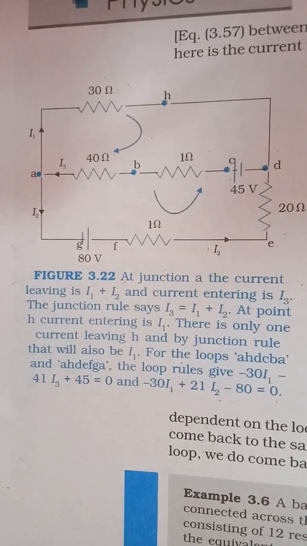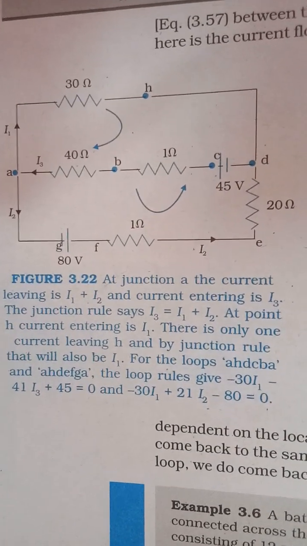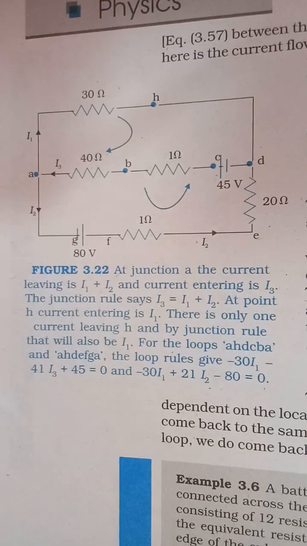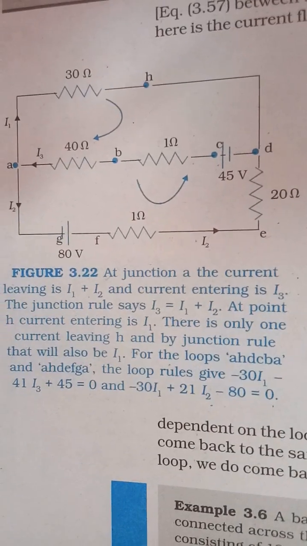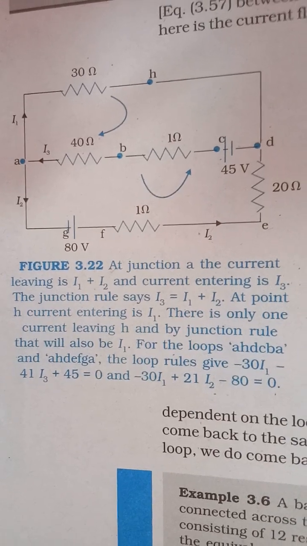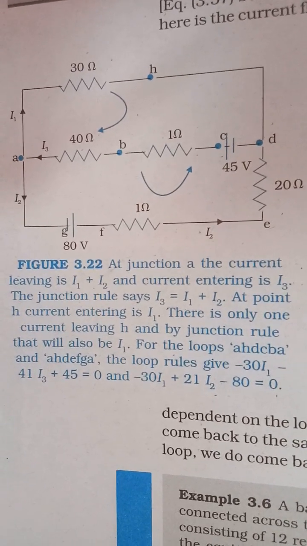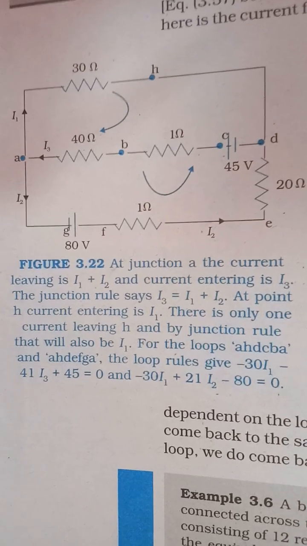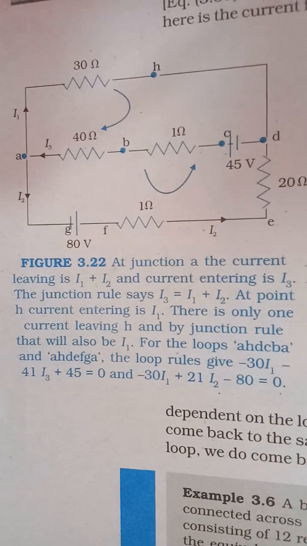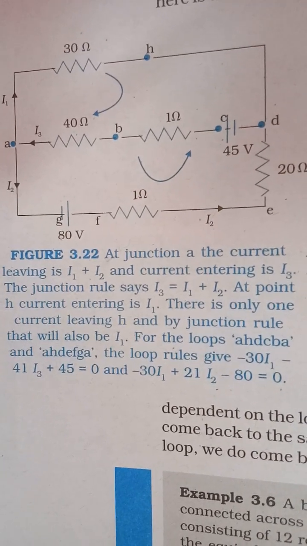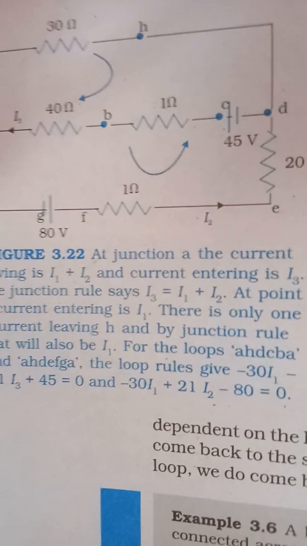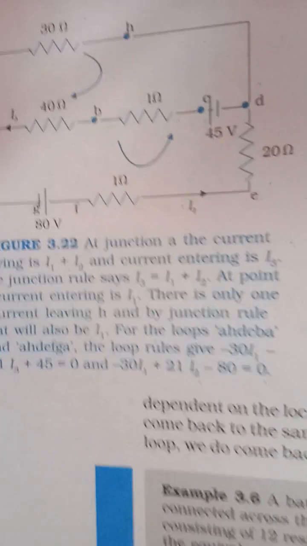Dear physics aspirants, right now I have Kirchhoff's law and a junction where the currents leaving are I1 and I2, and the current entering is I3. The junction rule says I3 is equal to I1 plus I2. At point H, the current entering is I2, and there is only one current leaving H, so by the junction rule that will also be I2. For those loops, AHTCBA and AHTEFGA, the loop rules give the formulae you will see here.